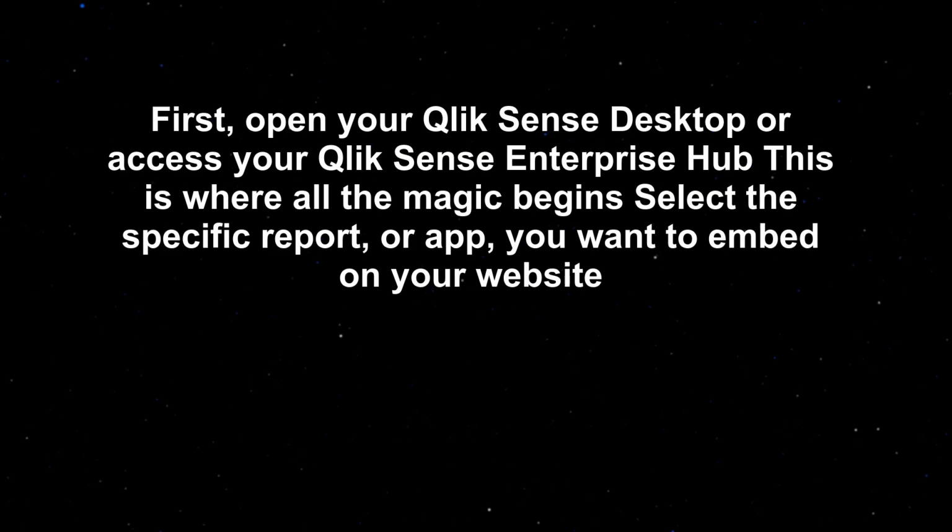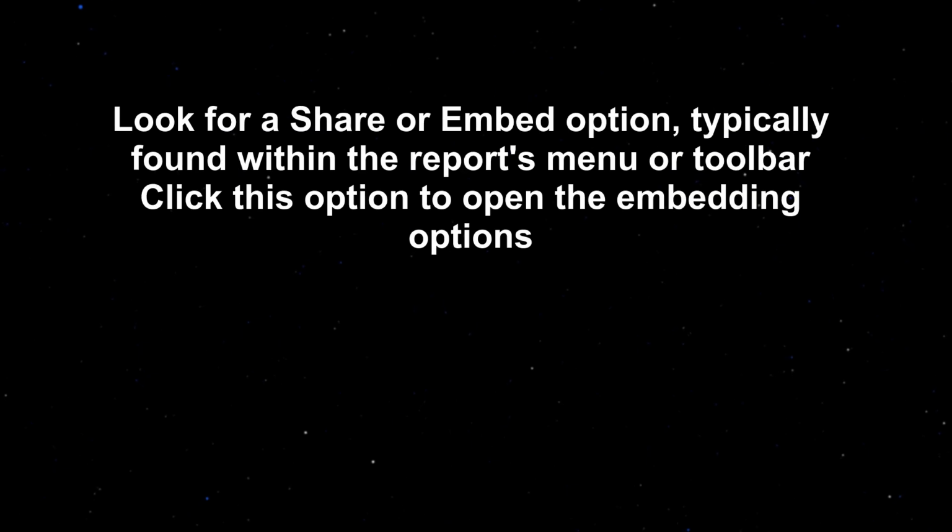Select the specific report or app you want to embed on your website. Look for a Share or Embed option, typically found within the Reports menu or toolbar. Click this option to open the embedding options.